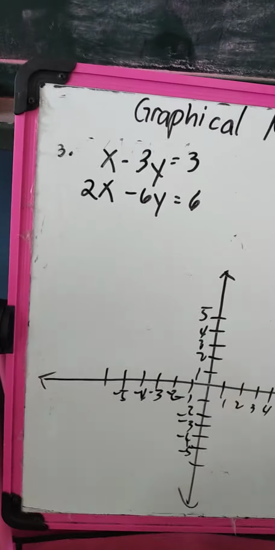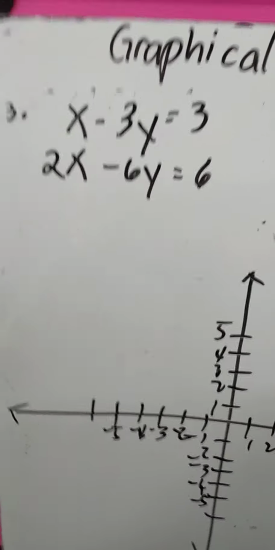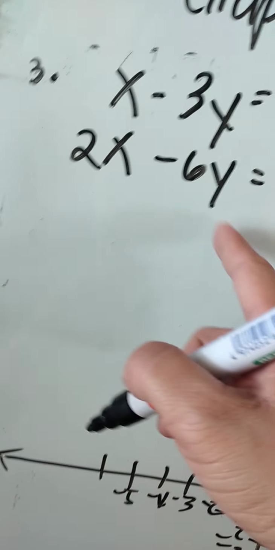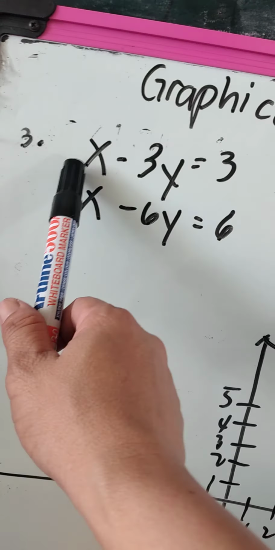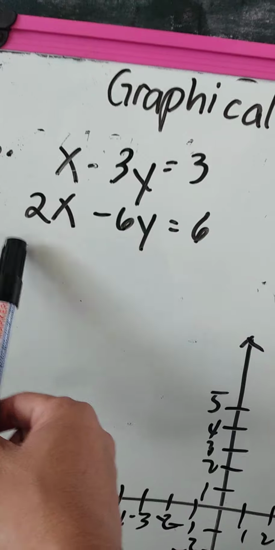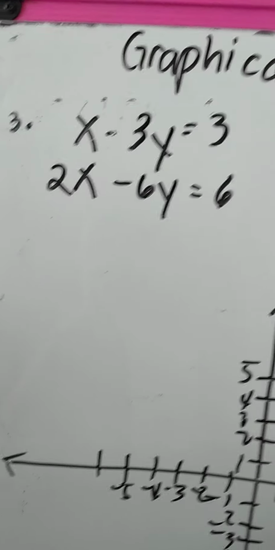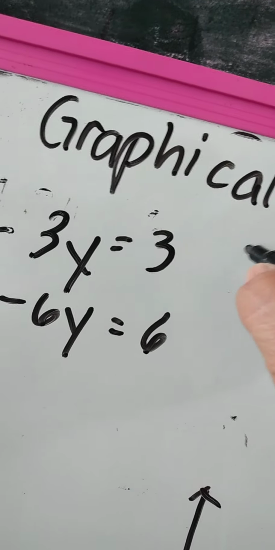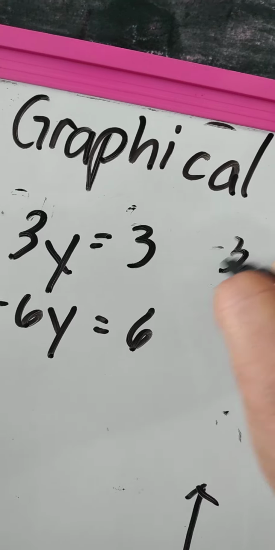Okay, grade 8 for my last example. So let's graph this to equate this system of equations. Okay, x minus 3y equals 3, 2x minus 6y equals 6. If you notice, this is somewhat related to this equation. I will not tell you how, or why. Anyway, let's first write it in slope-intercept form.